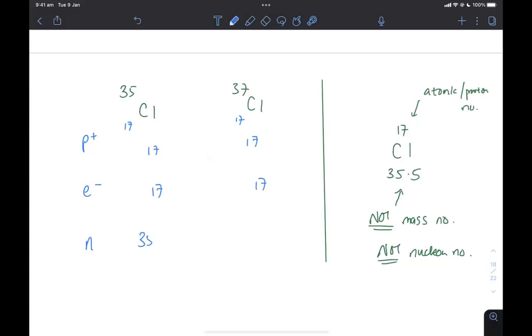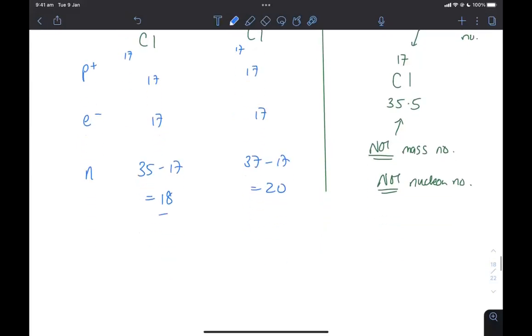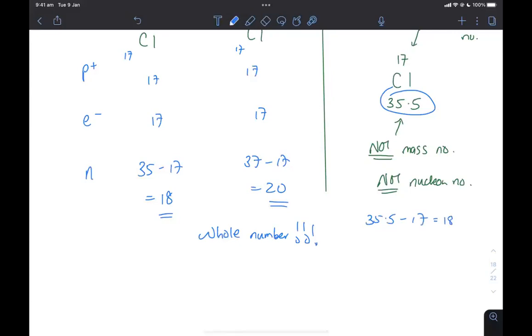Neutron is different. As you can see, 37 minus 17 is 20, and 35 minus 17 is 18, different numbers of neutrons. These are whole numbers. We are talking about number of particles. This must be a whole number. This is 35.5. When you do 35.5 minus 17, you get 18.5 nucleons. This is wrong, impossible.